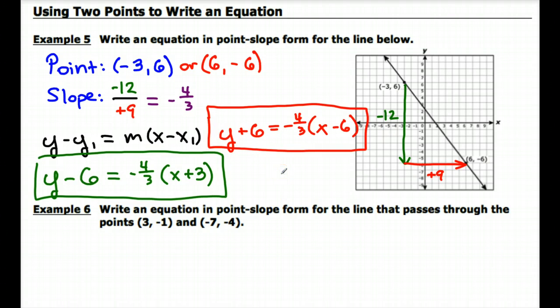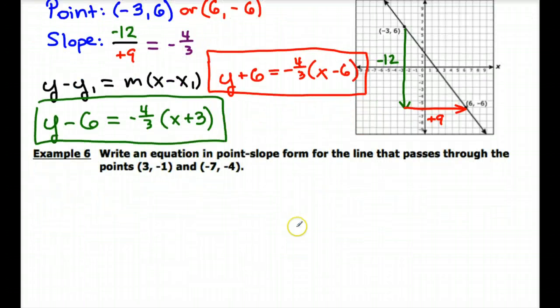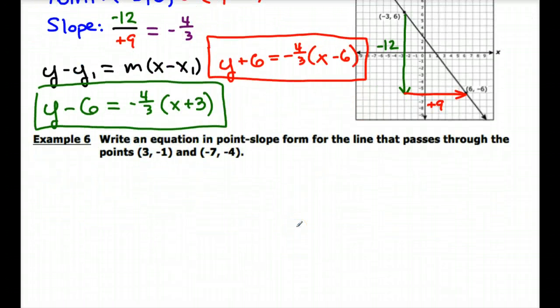Okay, finally, in number 6, we're going to be doing the same thing, except this time I didn't give you the graph. I just gave you 2 points on the line: 3, negative 1, and negative 7, negative 4. Well, we know from the first video that even if you don't have a graph, you can still calculate the slope between 2 points using your slope formula. So that's what I'm going to do for this one.